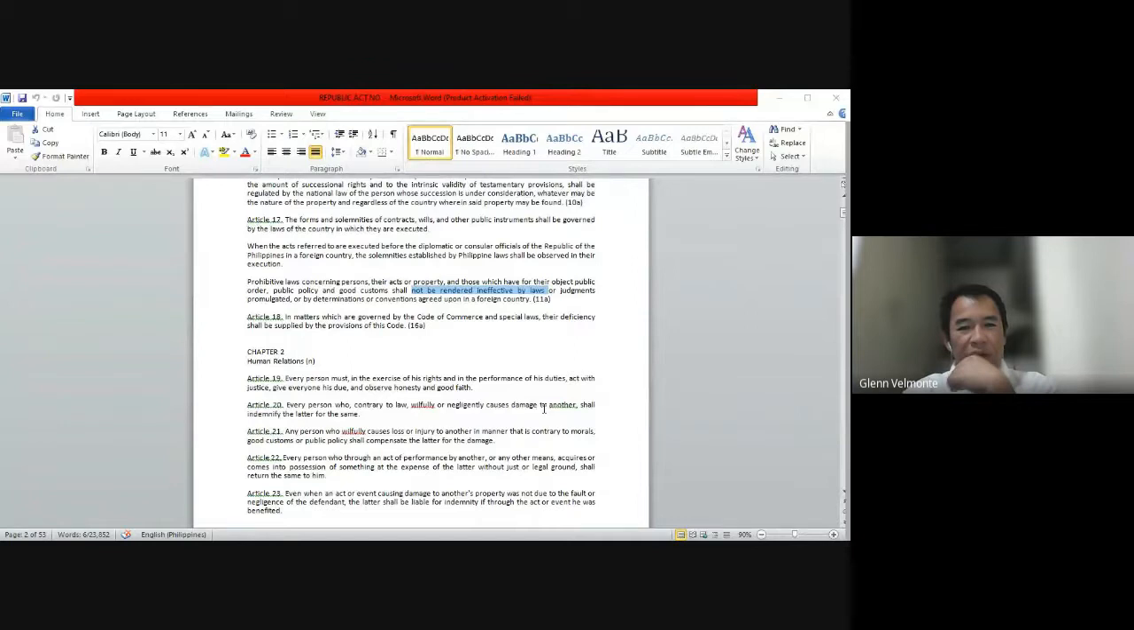Now, Article 21: any person who willfully causes loss or injury to another in a manner that is contrary to morals, good customs, public policy shall compensate the latter for the damage. You take note, you can claim for damages actually, even if it's not a crime. But as long as you cause damage contrary to morals, good customs, and public policy, you have to pay the person that you caused the damage to.